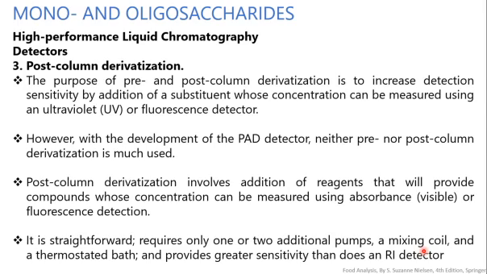So this is the way by which we have to derivatize a given sample with some kind of chromophoric group, so that it will be visualized in the UV or fluorescence detector, so that by using this we can analyze the given sample in a quantitative way.